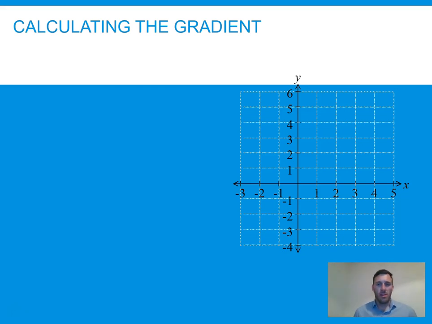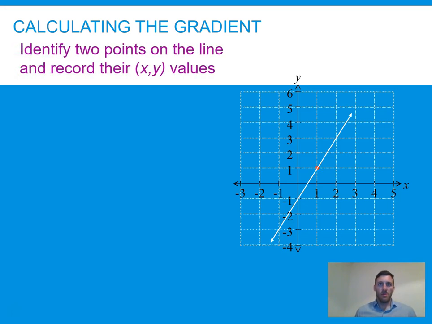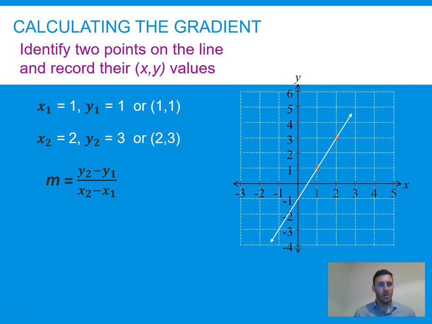Alright, so let's go through an example. I've drawn a line here. In order to calculate the gradient, we need to identify 2 points on the line. So I've identified a point here, which is (x1, y1). And I've identified another point there on the line, which is (x2, y2). Now we can use our gradient or slope formula, the rise over the run, to work out what the slope of this line is.